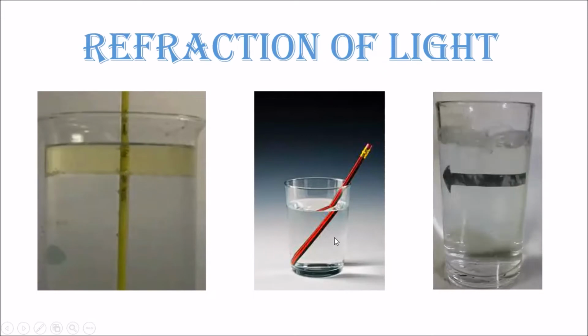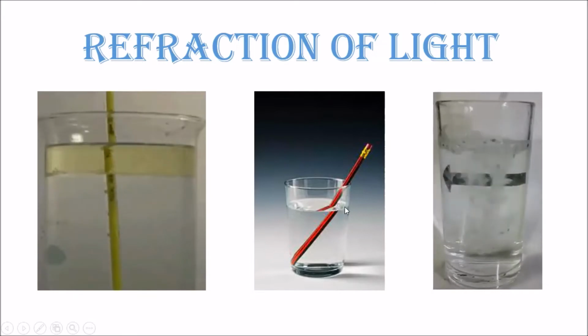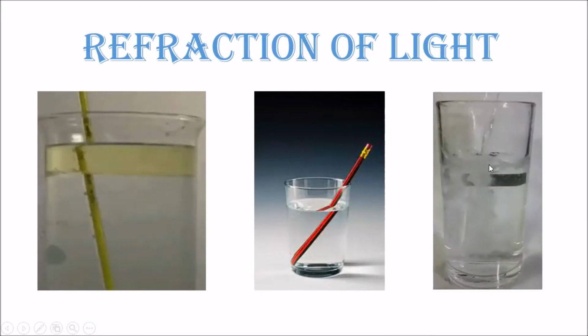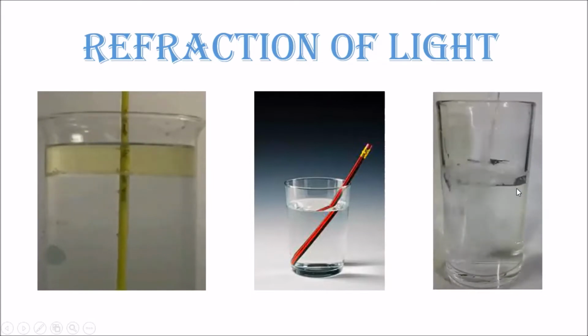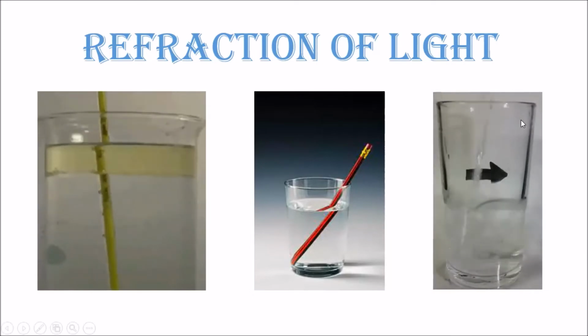In a similar way, in the image in the center, at this end we feel that the pencil is bent, but it's not, it's the same pencil. And in the third image, the arrow is on the right side, but when water is poured in, it points to the left side. So why are all these things happening? That is because of the refraction of light.